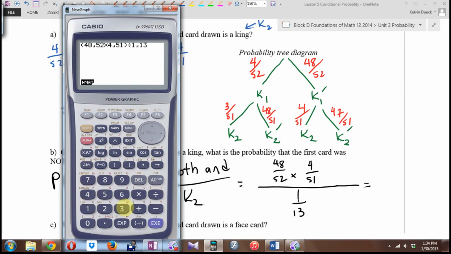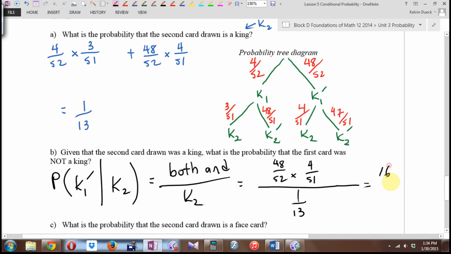And you get 16 out of 17. Or 0.9411. By the way, you all know F to D, fraction to decimal, right next to it. So you can flip-flop back and forth. But I'll say 16 out of 17. You know what? If you got a king on the second card, there's a 16 out of 17 chance that your first card was not a king. That's useful information. But you can see we're going backwards up the tree.